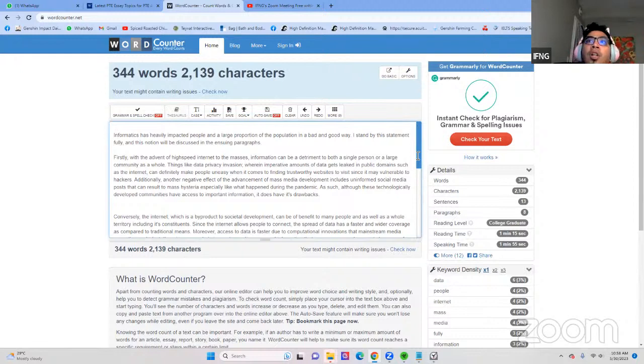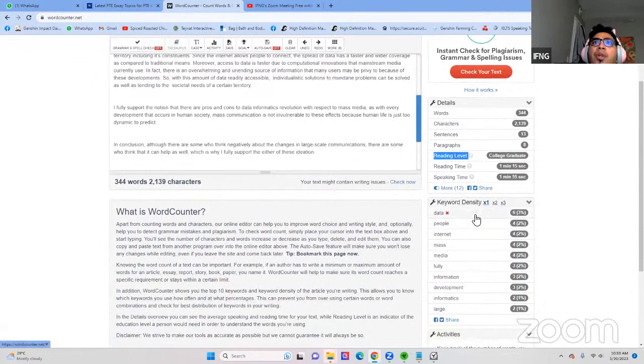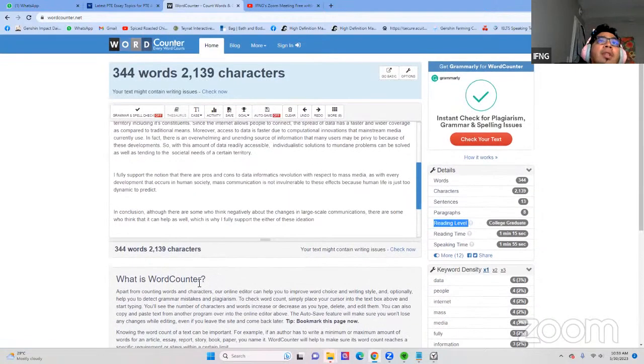But overall, I think what we did is enough to give us a passing grade. And the reading level also agrees with us. It's a college graduate, right? The whole essay is a college graduate essay. A lot of keywords here were repeated. I wish we had other ways to say these things, but given the amount of time that we had, I think we did pretty well.